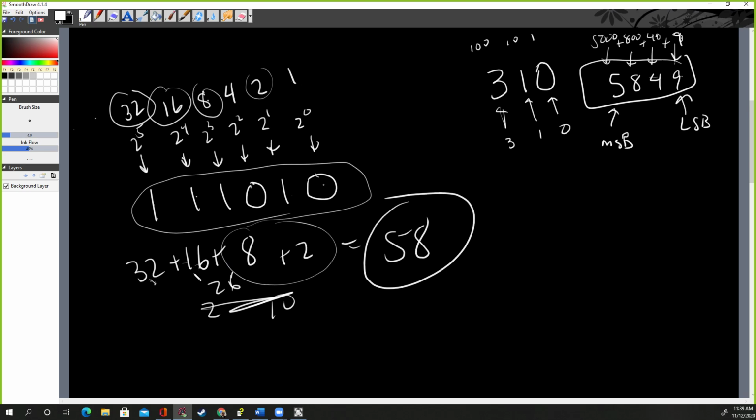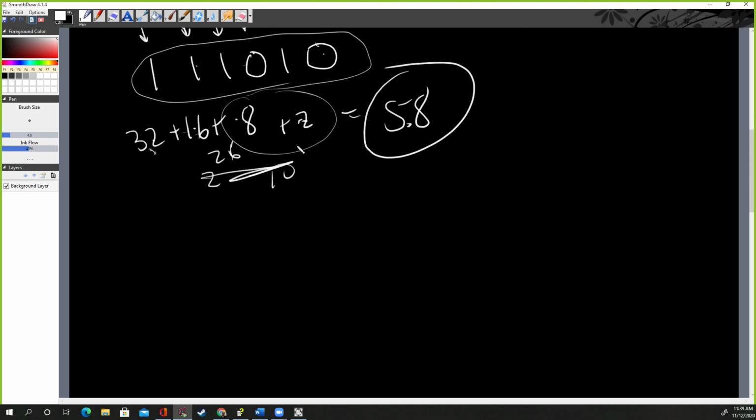So all I'm doing is just adding these up. 2 plus 8. I was trying to do the math here. 2 plus 8 plus 16 plus 32. That's 58. And all you're doing is seeing if these values are on or not. Is there a value to this? Yes, then add it. If there's not, then don't add it. And that's all there is to it.